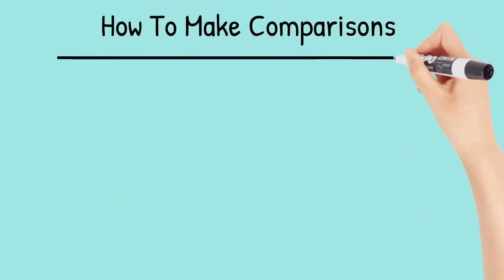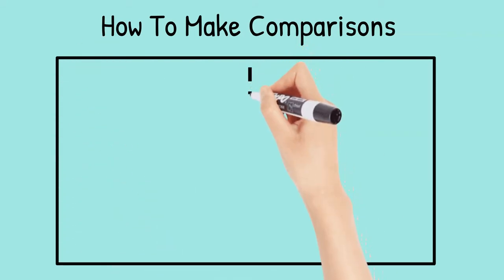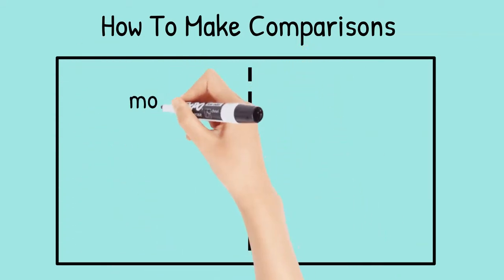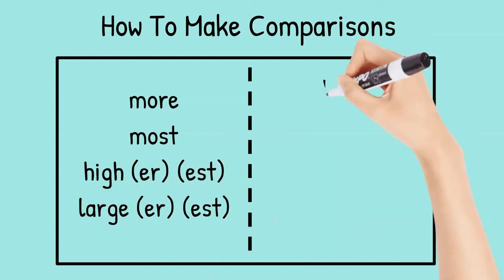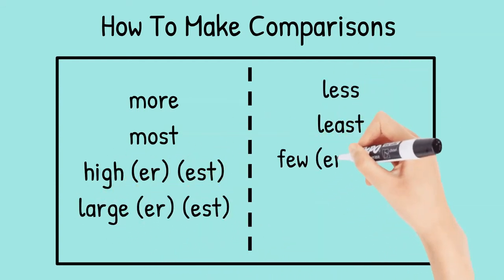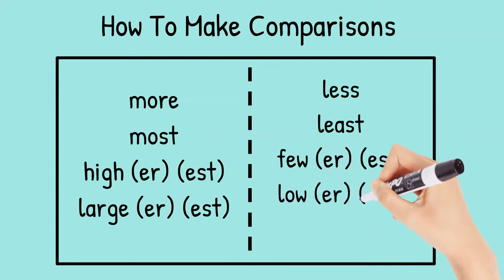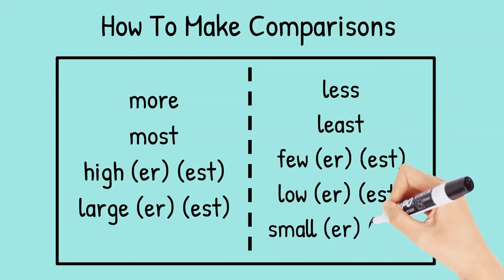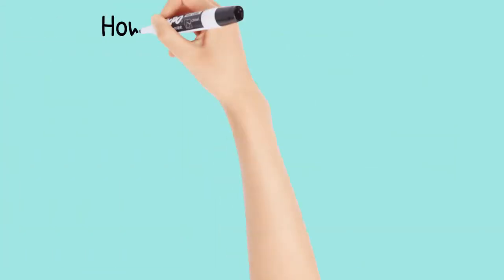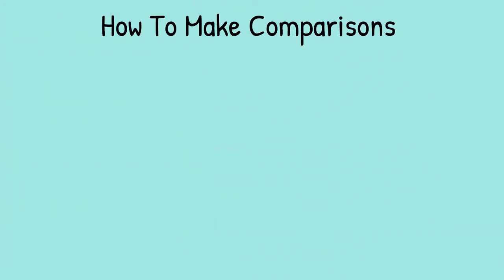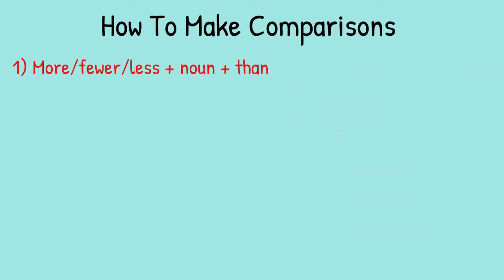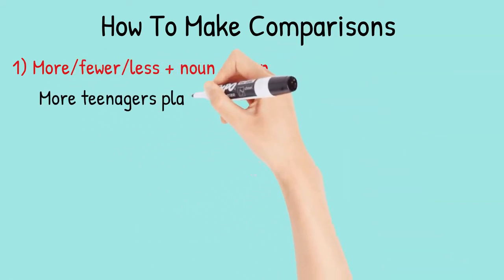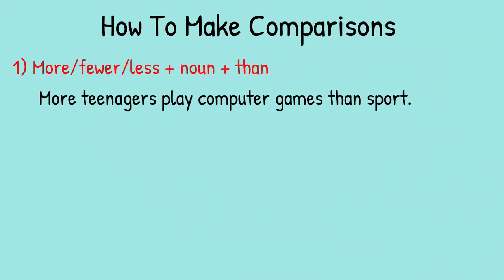Now let's look at how to make comparisons. Useful vocabulary for making comparisons includes more, most, high, higher, highest, large, larger, largest, less, least, few, fewer, fewest, low, lower, lowest, and small, smaller, smallest. These words can be used to form many different sentence structures useful for making comparisons, such as more or fewer or less plus noun plus than. For example, more teenagers play computer games than sport.